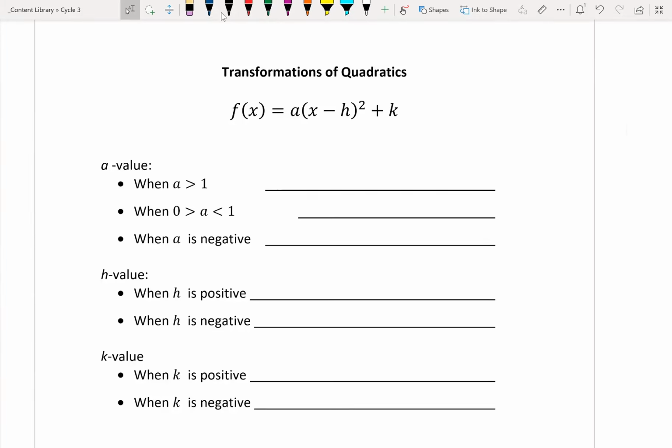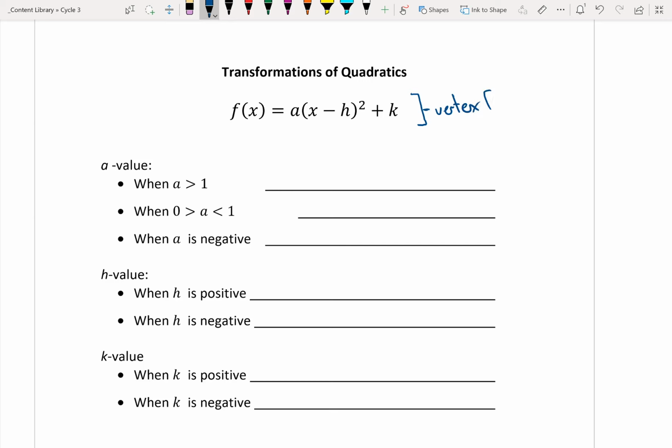In today's note, we're going to summarize the transformations of quadratics. So we're going to be looking at a certain form of quadratic functions and looking at how each individual value changes the look. So this is a summary of the investigation that you would have previously done. When dealing with transformations of quadratics, the key formula is always going to be our vertex form.